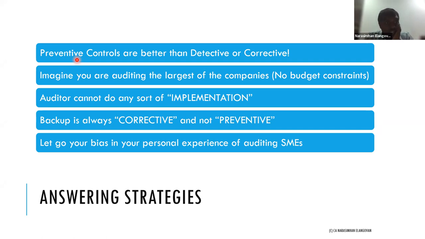Fourth, a question which is asked almost every examination and every time people make a mistake, backup is always corrective, not preventive. Why? By taking backup, can you prevent something from happening or not happening? No. By taking backup, if something has taken place, you can correct it, right? So understand the purpose of each control. That's the most important thing.